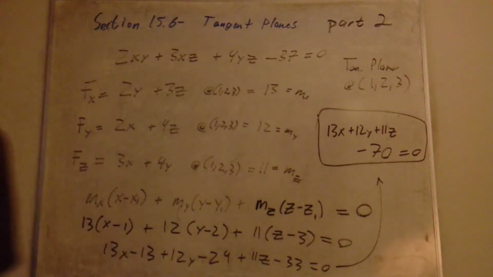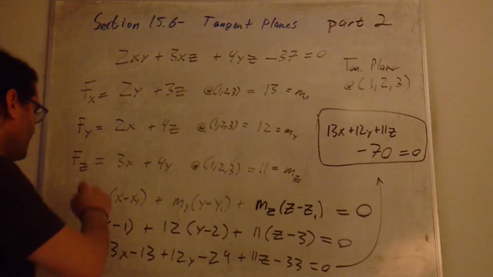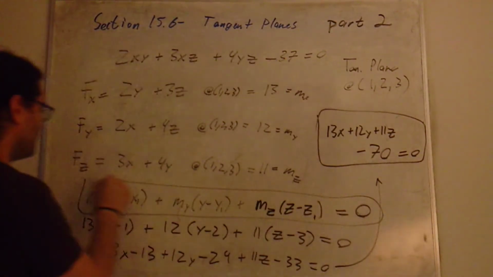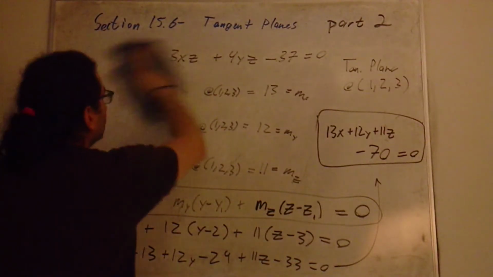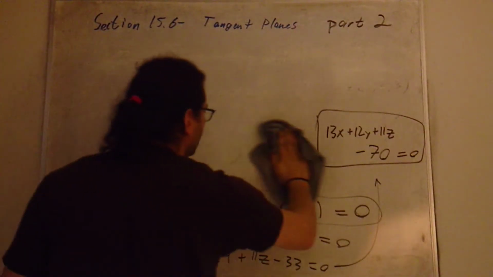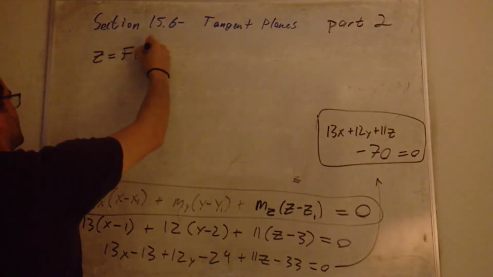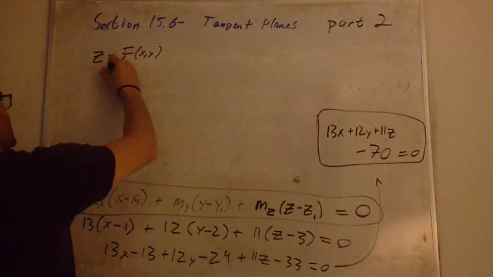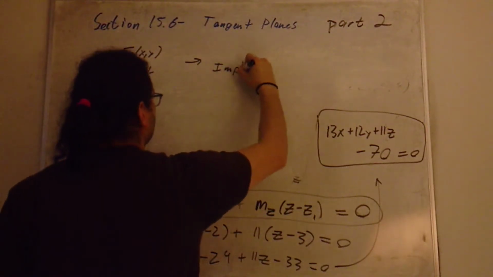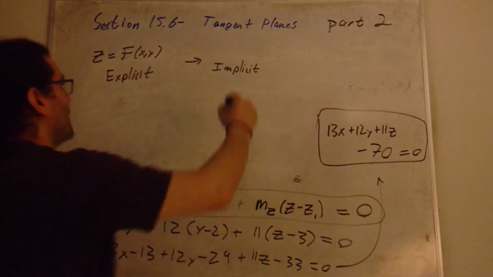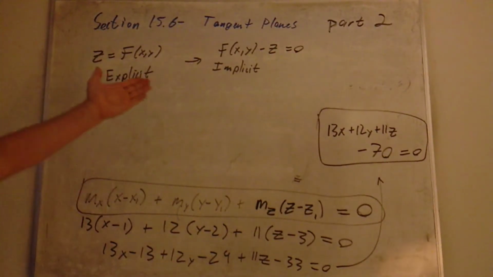I want to talk very briefly about the relationship between this implicit formula that we have here and the explicit formula we were working with before. So I mentioned earlier that if you have an explicit formula, z equals f of x, y, you can transform that into an implicit thing by subtracting z from both sides. And then it becomes f of x, y minus z equals 0. And now you're in implicit mode.